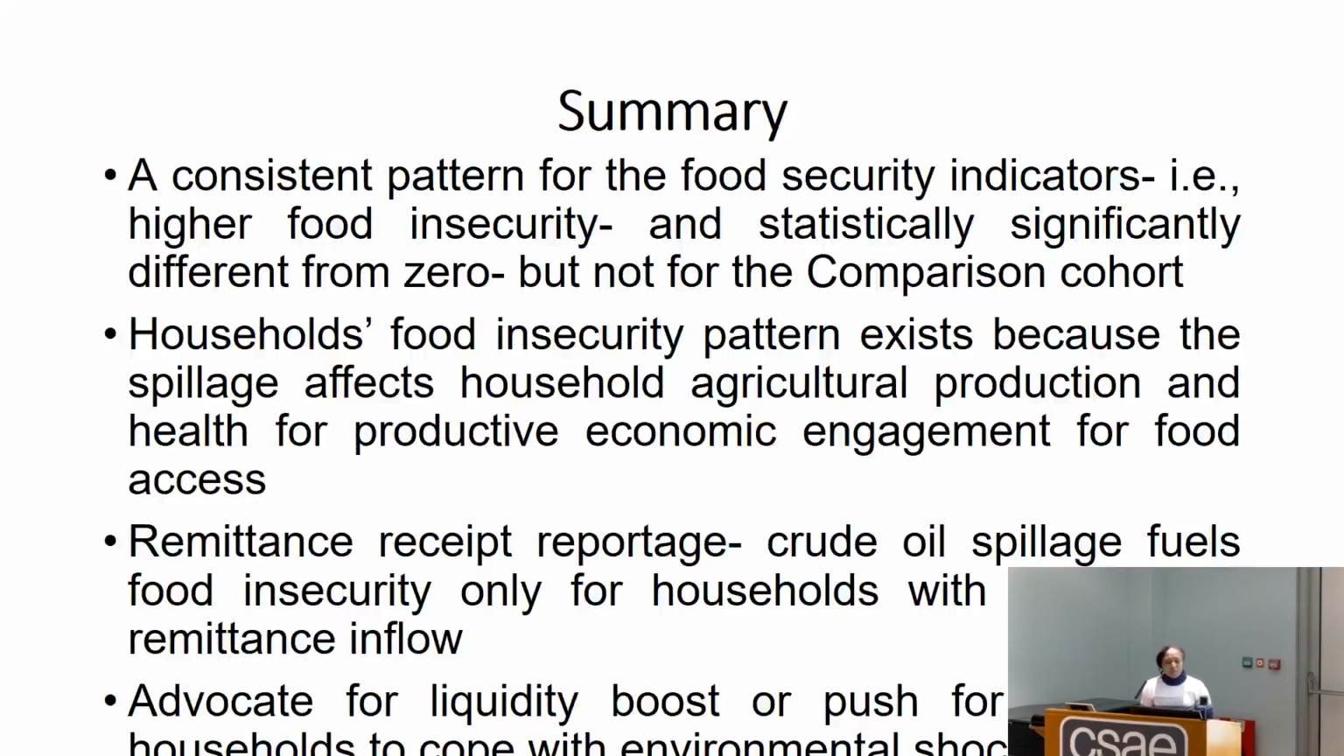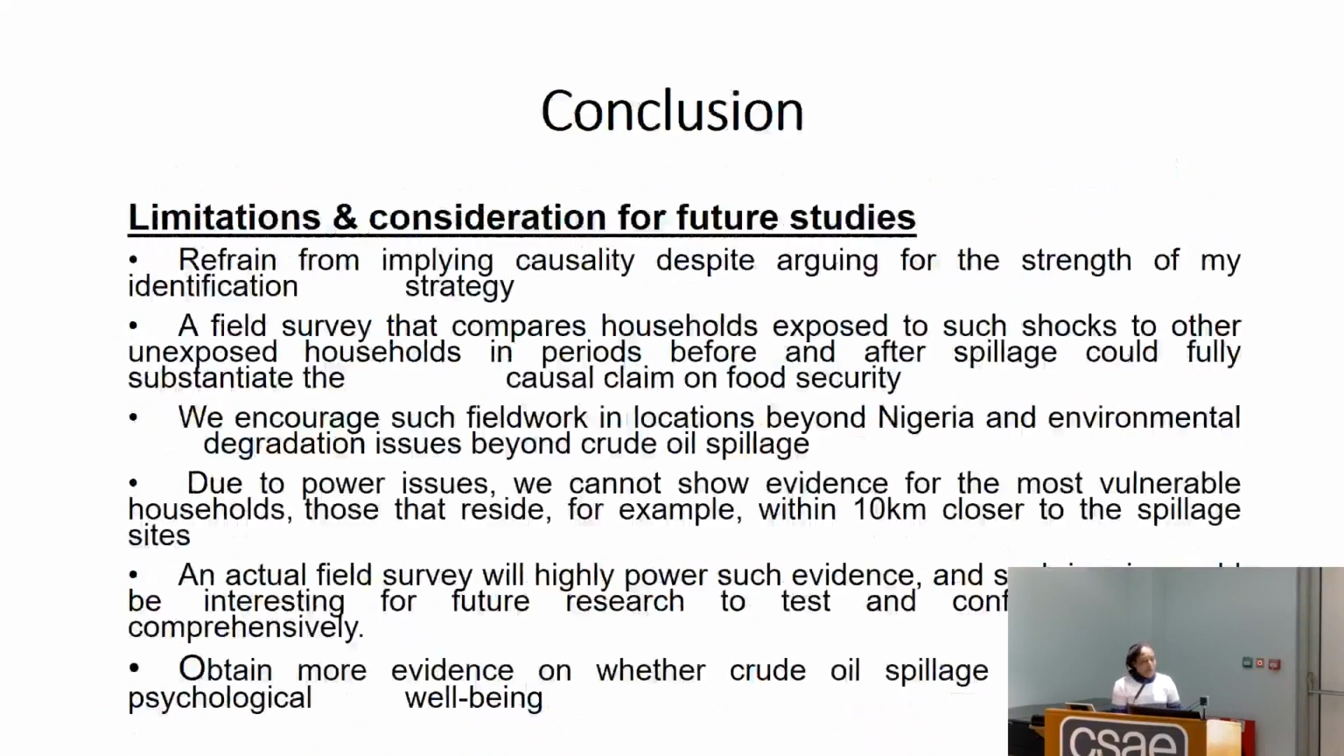food access. Then we also find that remittance receipt changed the narratives for those who actually are exposed to crude oil. That is, those who have some form of extra cash transfer through remittances are able to mitigate these effects to some extent. Then we advocate for liquidity boost or institutional effort or push for vulnerable households to cope with environmental shocks. Thank you.